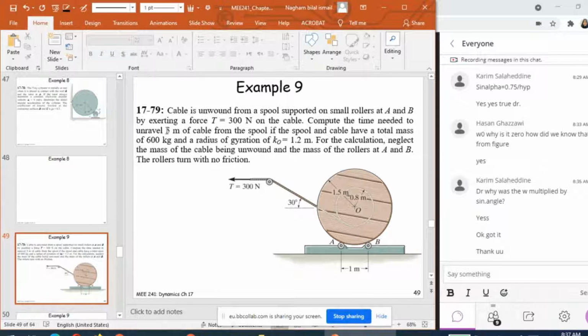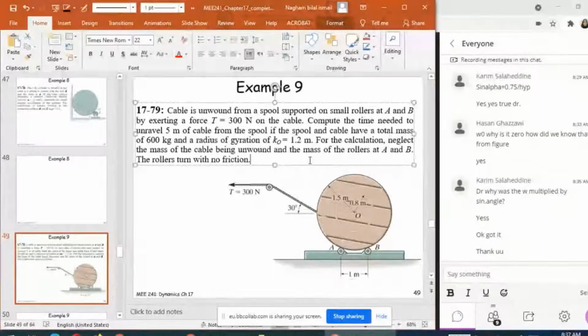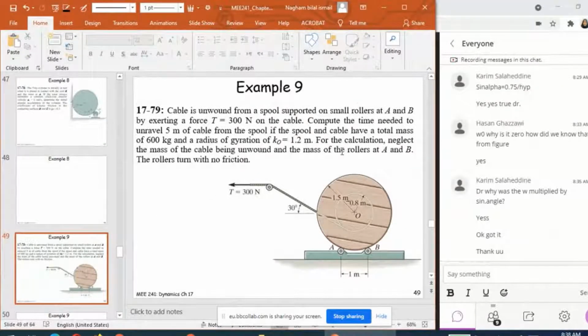So I know, guys, delta S, or I know S. S should be equal to 5 meters, all right? So I'm unwinding this cable by 5 meters from the spool. If the spool and cable, both of them, have a total mass of 600 kilograms and a radius of gyration KO, what does this mean? The radius of gyration around O, right? And this is equal to 1.2. And they are asking me that for the calculation, I can neglect the mass of cable being unwound and the mass of rollers at A and B.